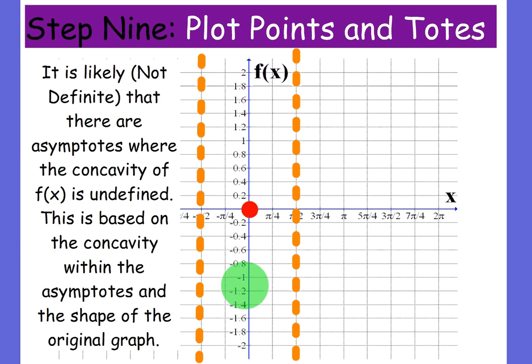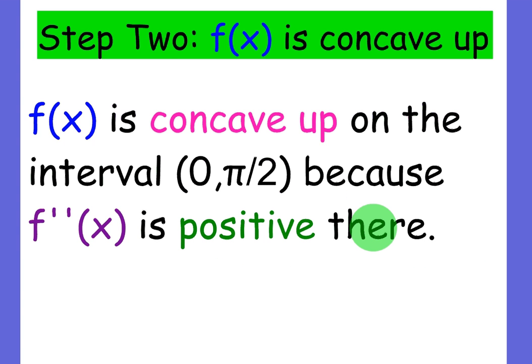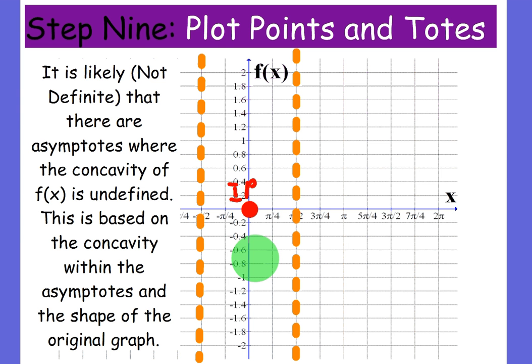right here at 0, 0. Sometimes I like to notate what I've got there. We don't really have any x or y intercepts. We don't know what those would be based on the second derivative. But we do know concavity intervals. Remember, we determined that it's going to be concave down from negative pi over 2 to 0, and concave up from 0 to pi over 2. So it's going to go from concave down to concave up.